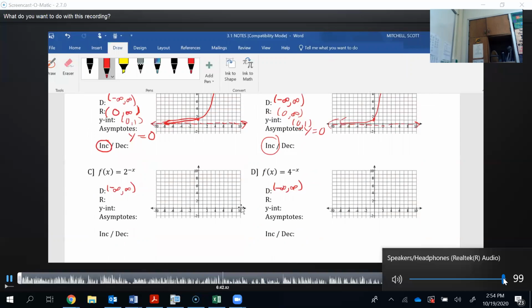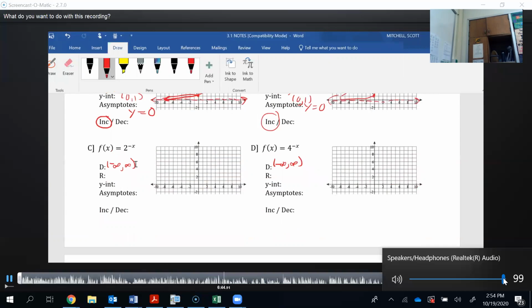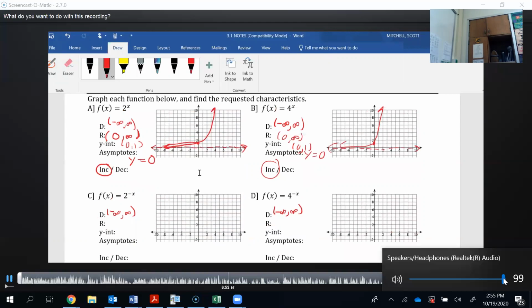All right? So now looking at this one, knowing our transformation rules, does the graph move left or right, up or down? It does not. It's staying in the same approximate place. We're going to have another horizontal asymptote. Anytime you have an exponential, you have a horizontal asymptote, so it's y = 0. The range isn't going to change here. It's going to be the same thing, 0 to infinity.